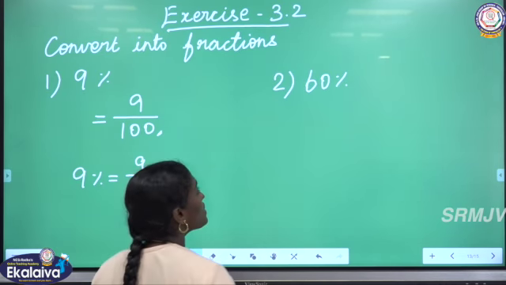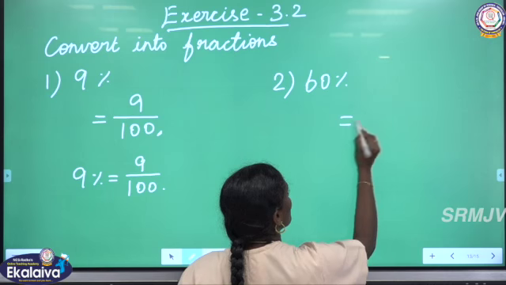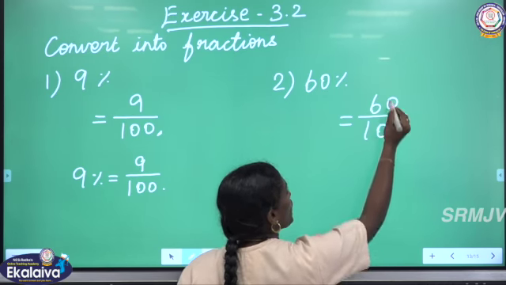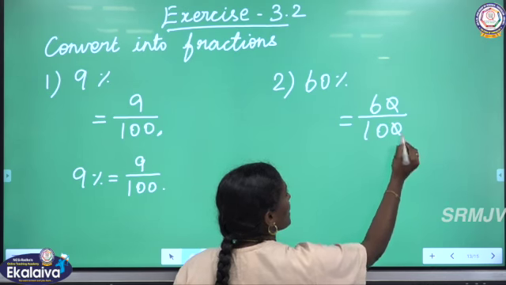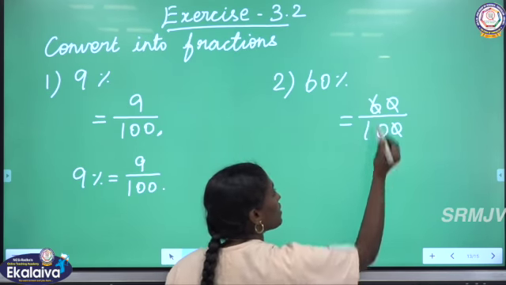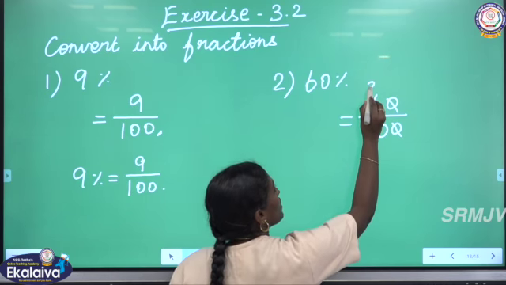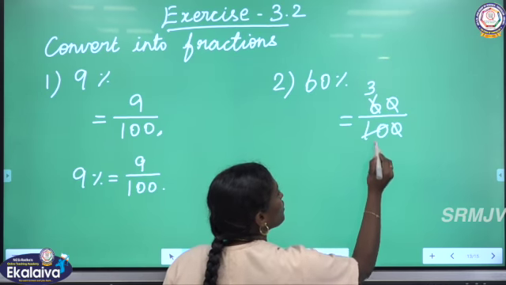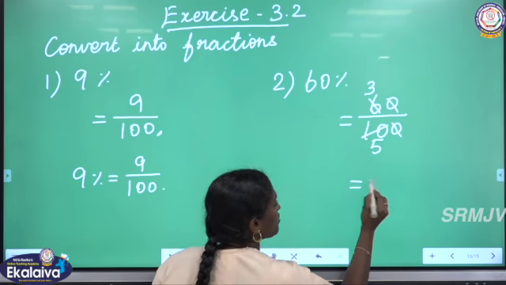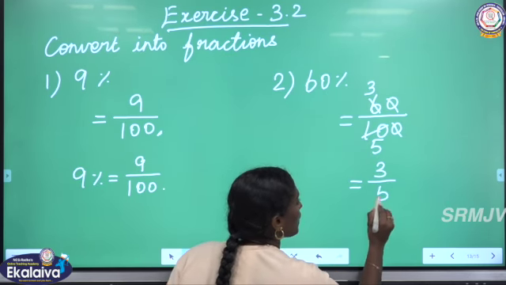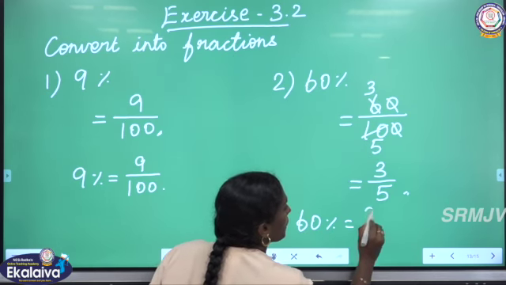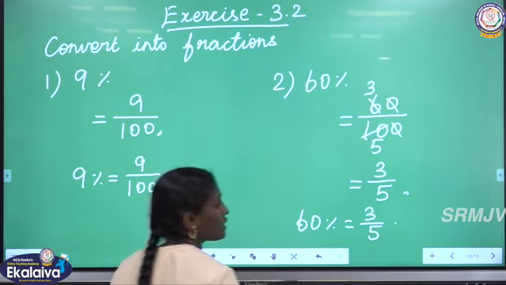Okay. The second one is 60 percentage. We have to write as 60 divided by 100. Now we can reduce the numbers. We can cut 10 10. Now we are having 6 and 10. Both the numbers are divisible by 2. In 2 table 3 times, in 2 table 5 times. Now we are having 3 and 5. There is no other possibility to reduce. So 3 by 5 is the fraction. So 60 percentage is equal to 3 by 5. Is it clear?